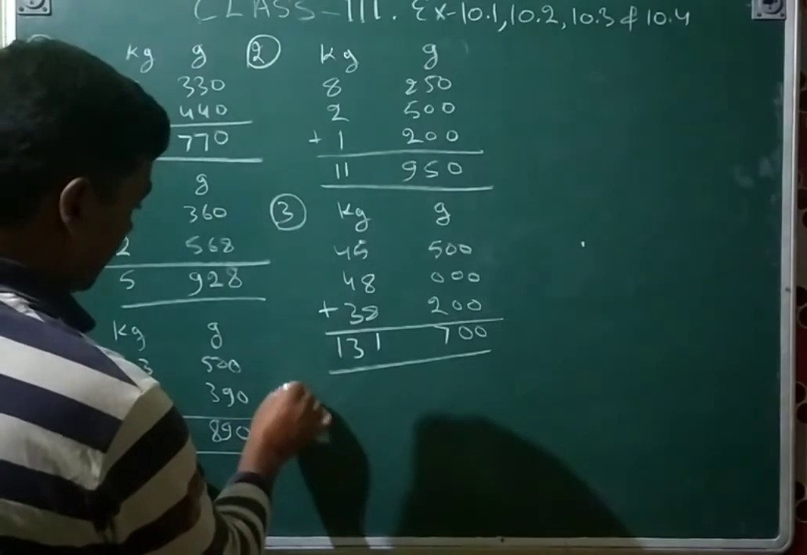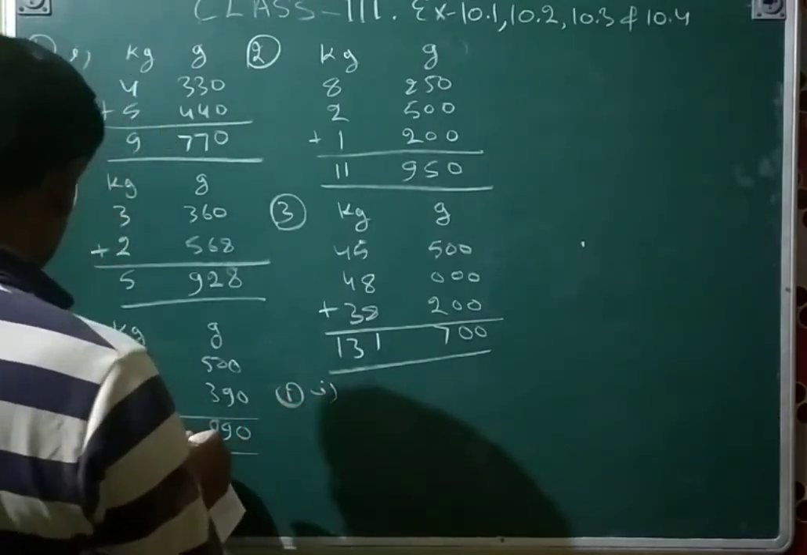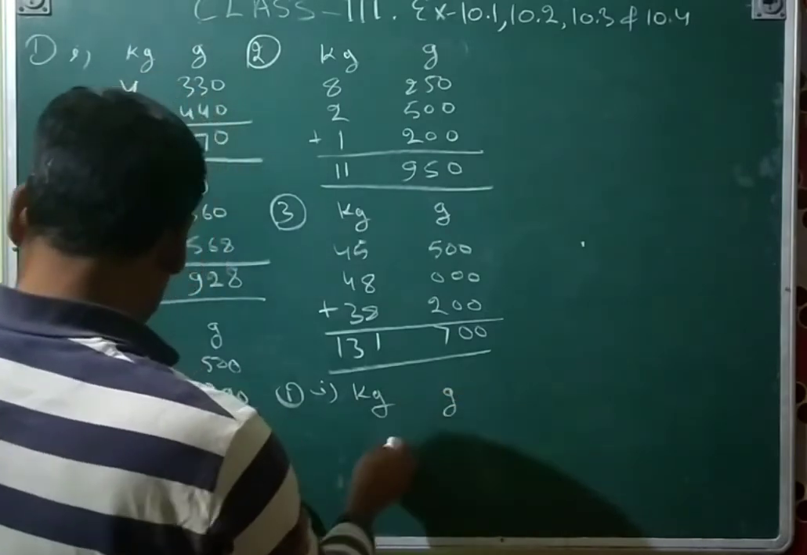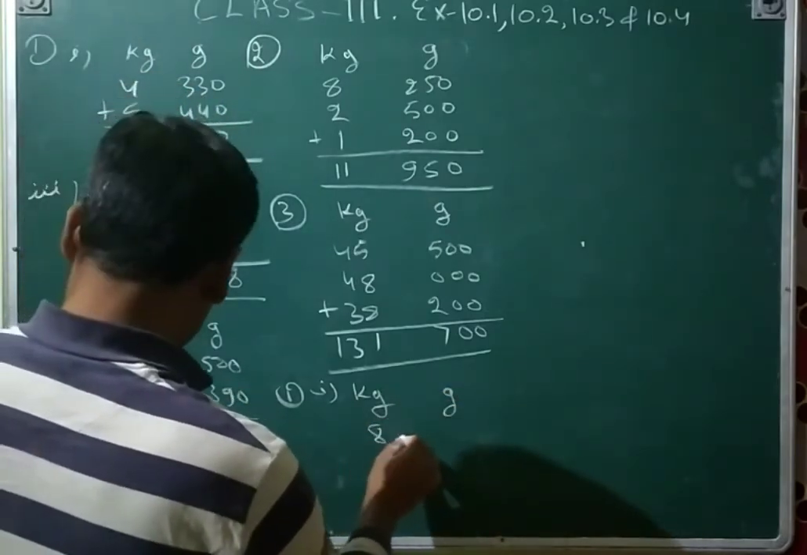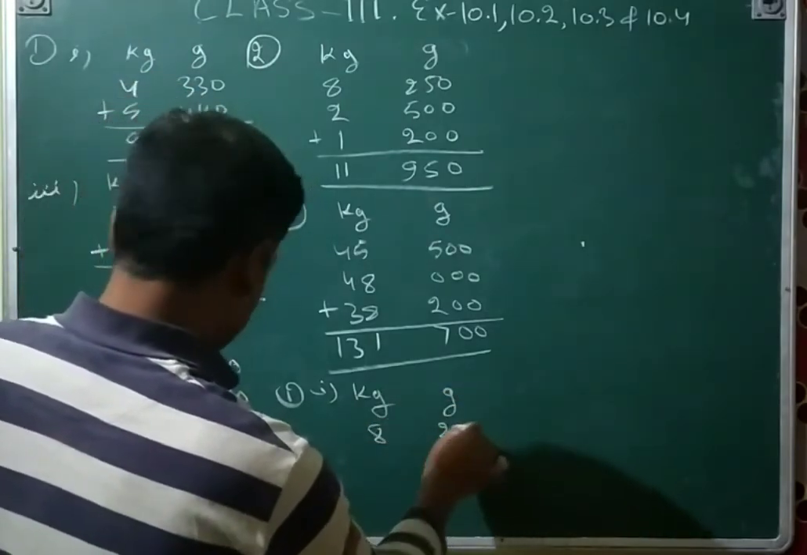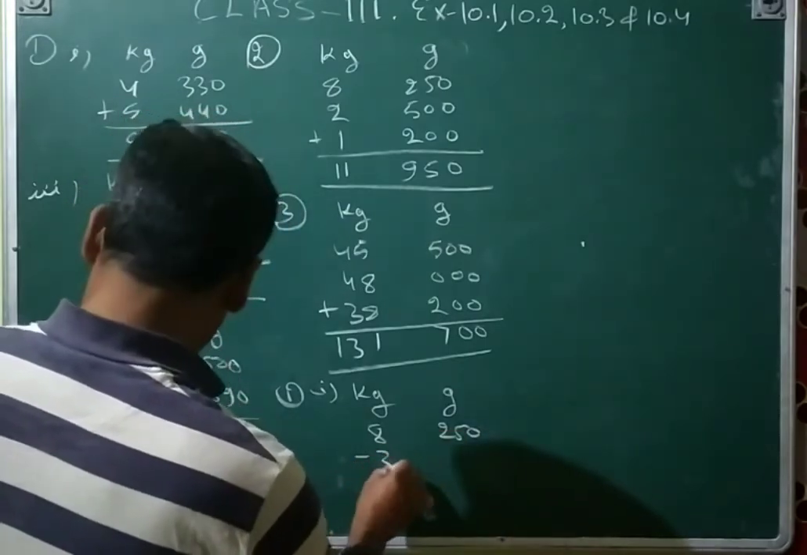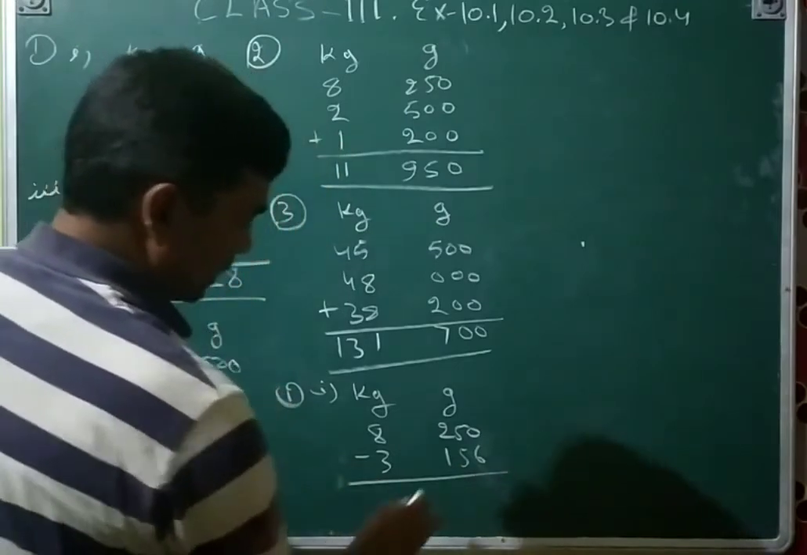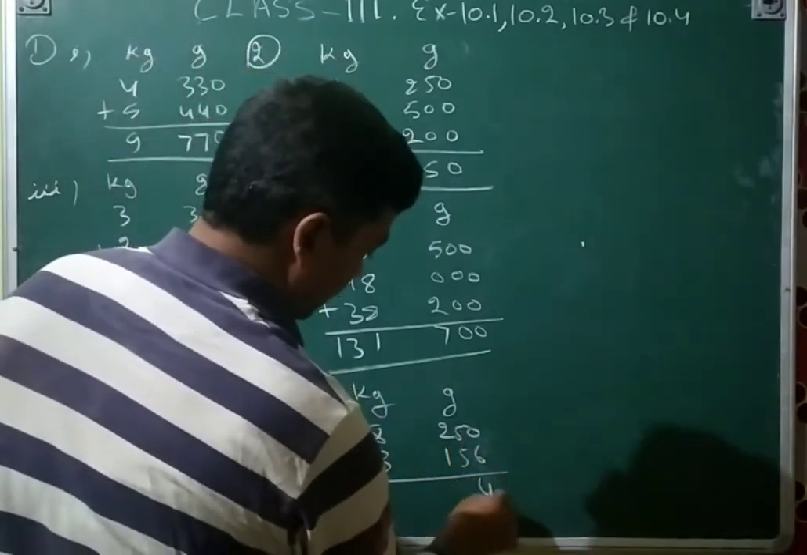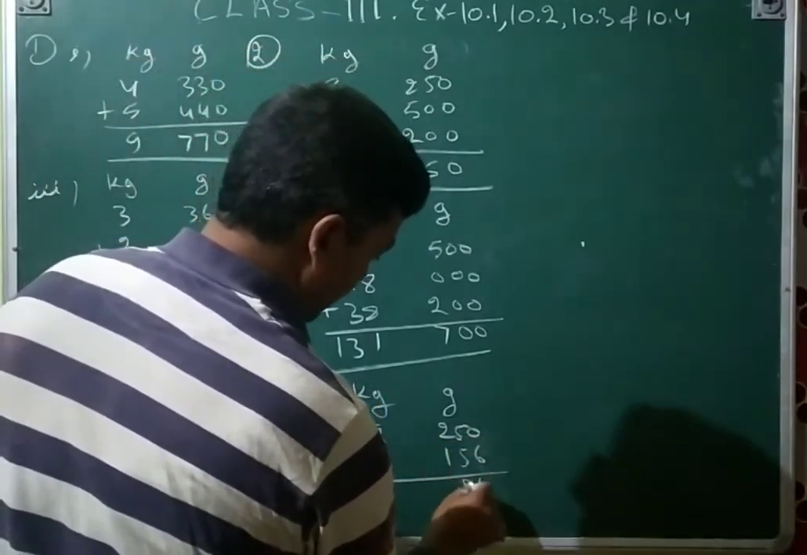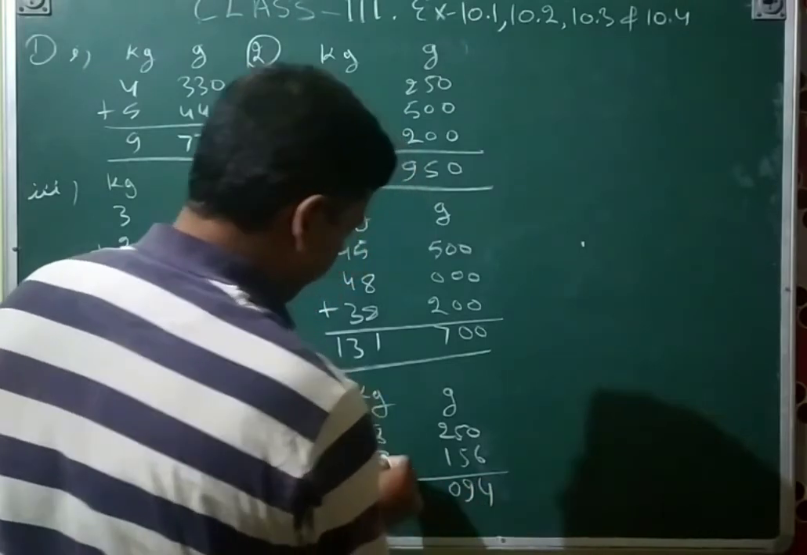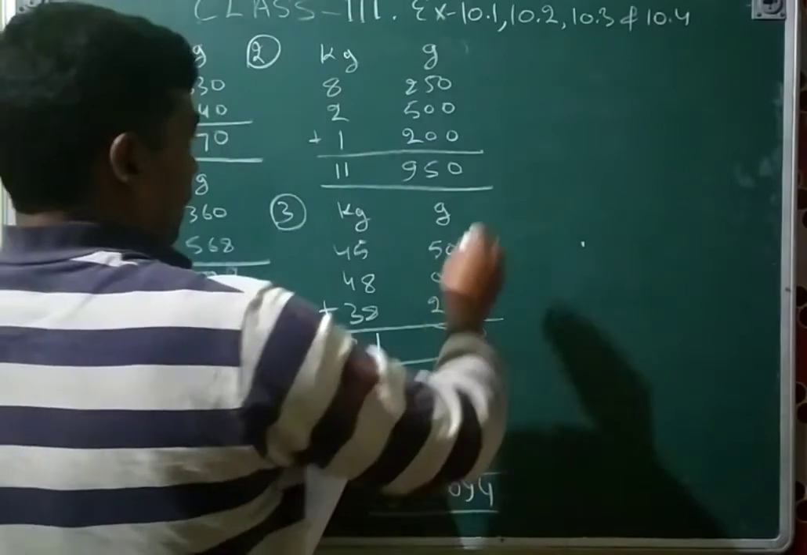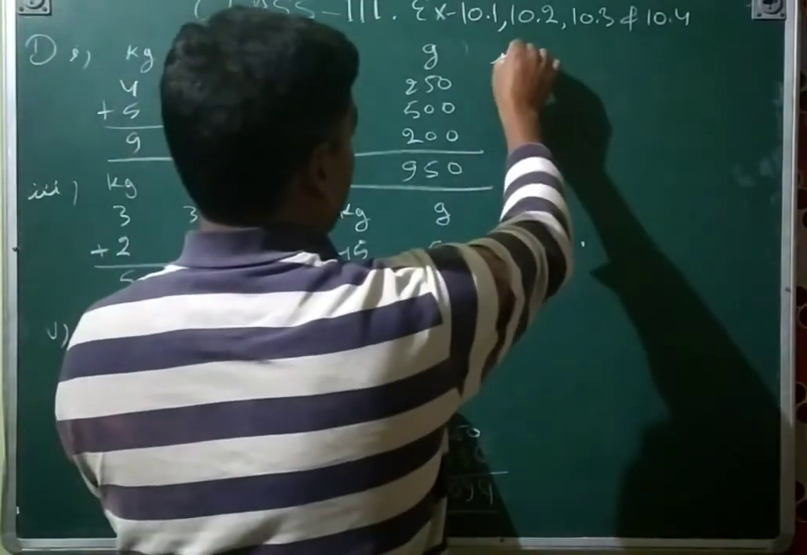And then 10.4, subtraction. Question number 1, first part, kg and gram. The kg is 8, gram is 250, and then kg is 3, gram 156. Subtraction: 10 less 6 is 4, 14 less 5 is 9, 1 less 1 is 0, 8 less 3 is 5.